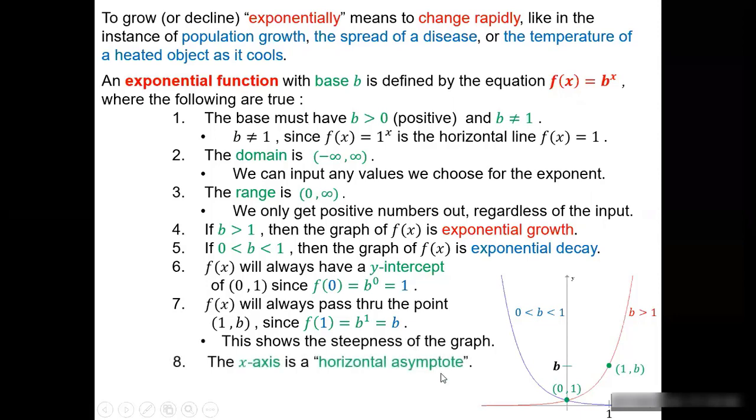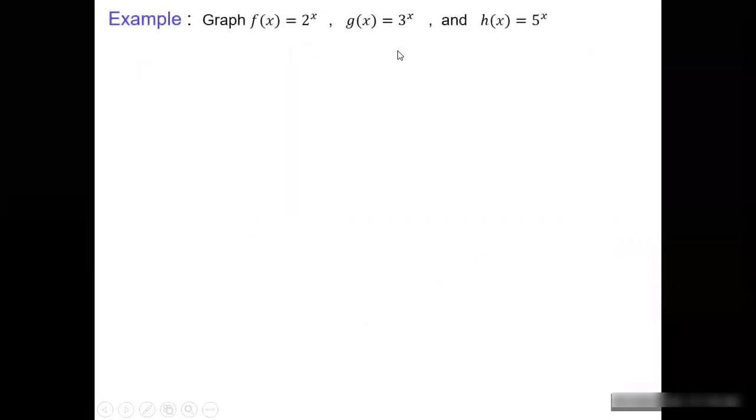Okay. Now we can see that the x-axis is a horizontal asymptote, regardless if it's exponential growth or decay. And remember that that's just indicating that it's a limiting line that the graph is going to approach but never touch. So let's take a look at a couple of different exponential functions, namely 2 to the x, 3 to the x, and 5 to the x.